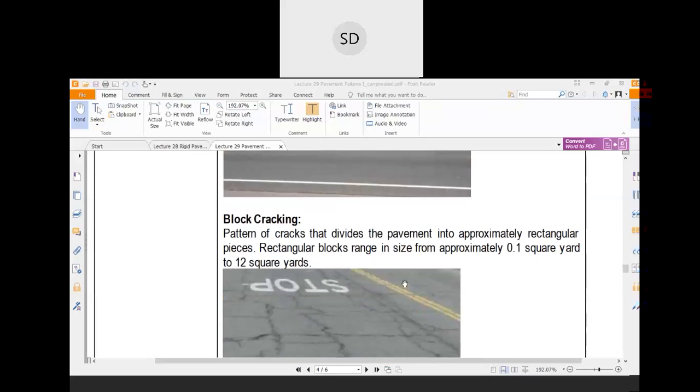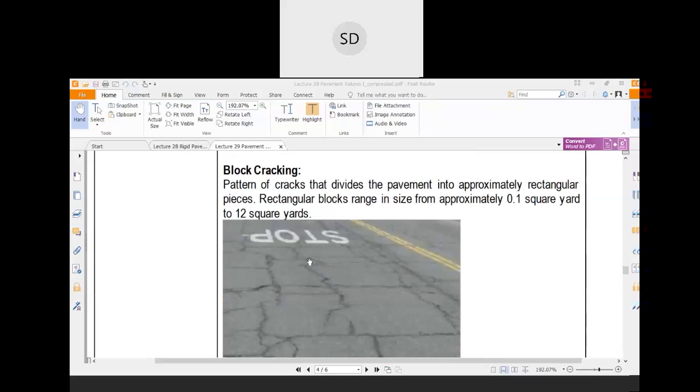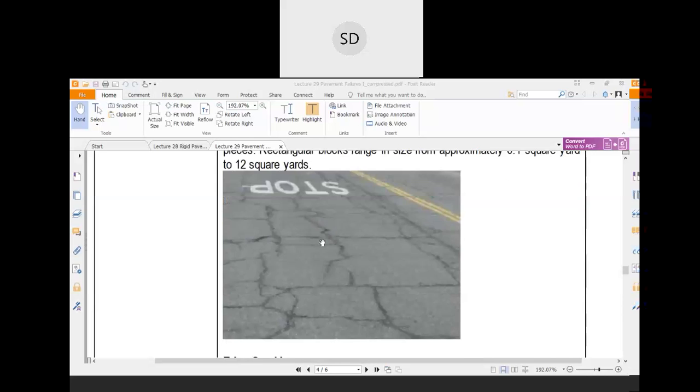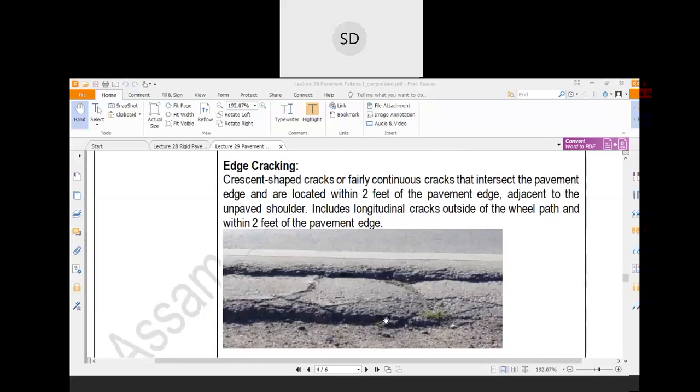Another type of cracking is block cracking. In that case, cracking would be generated as a block pattern. It is a pattern of cracks that divide the pavement into approximately rectangular pieces. Rectangular blocks range in size from approximately 0.1 square yard to 12 square yards. So these are the block cracking. Then each cracking occurs due to the inadequate formulations of each region.